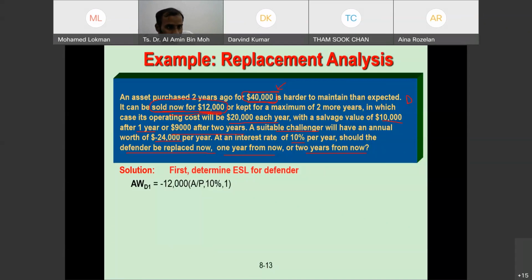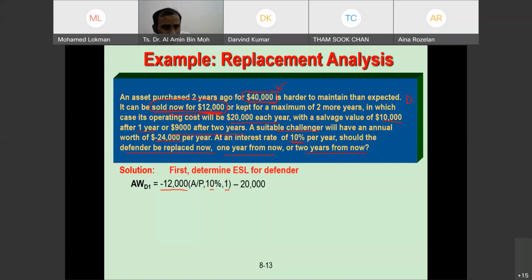So we are calculating the AW. Okay, so 12,000, the market value of the defender. It's in P, so we want to find A, N is 10%, it's given here, and year 1, right? So 1. But what's next? 20,000 each year, right? So is there any conversion need to take place? No. Why? Because it's on each year, means that it's annual, right?